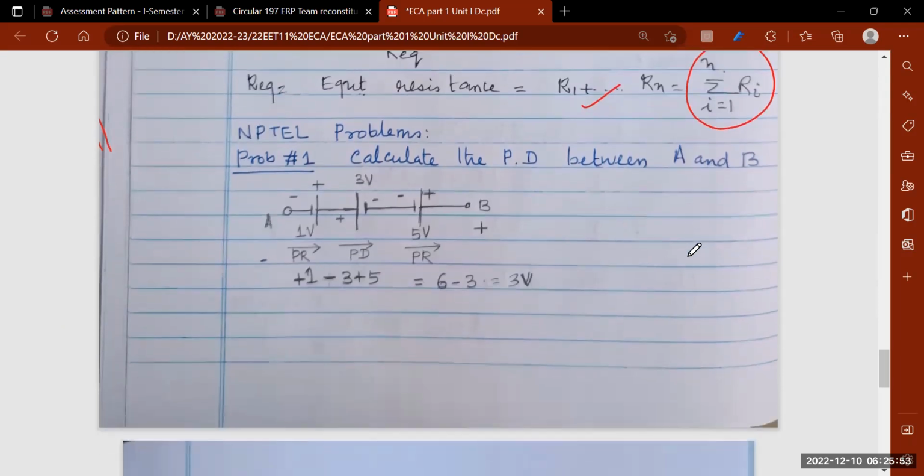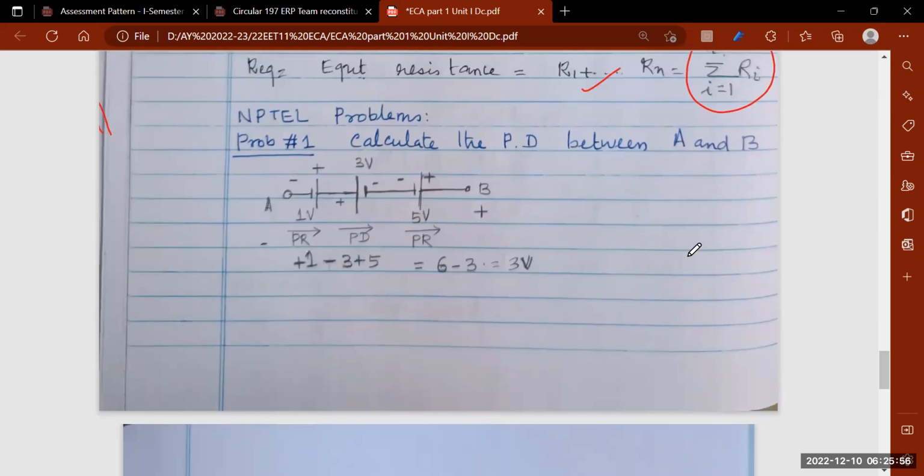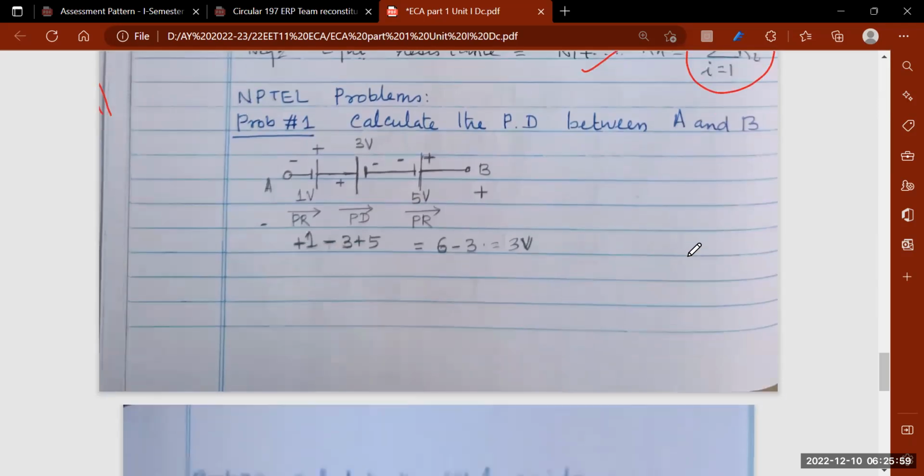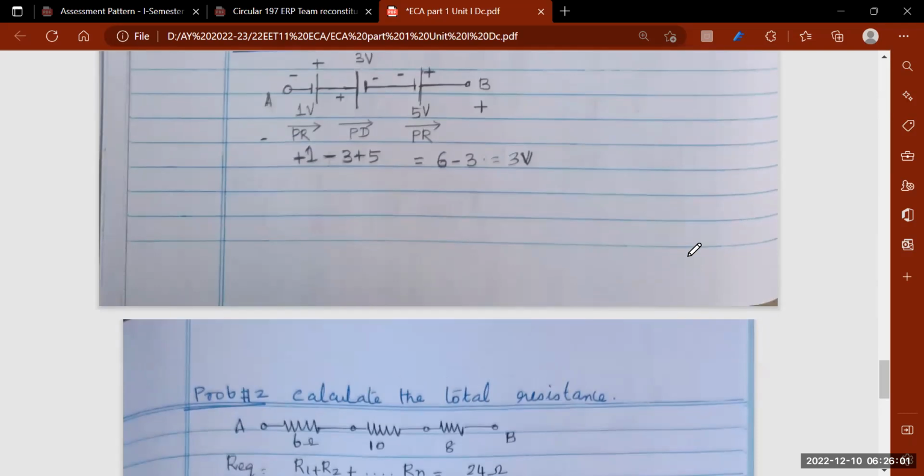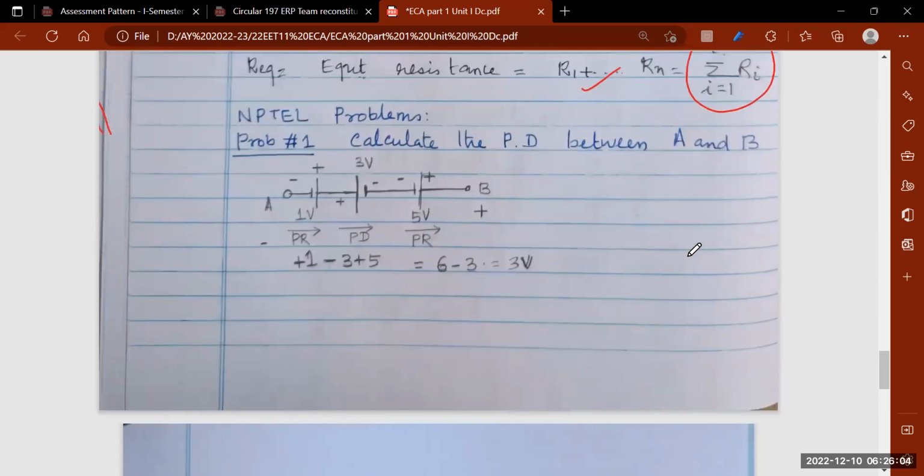Okay, so I have taken some simple problems where we could understand what the potential difference is and how to calculate the total resistance. A very simple problem. Okay, so this is the problem. It is required to calculate the potential across points A and B, and that is a combination of three batteries, 1 volt, 3 volt, and 5 volt. Okay, so when you are moving from A to B, you have to observe the direction in which we are moving across the battery.